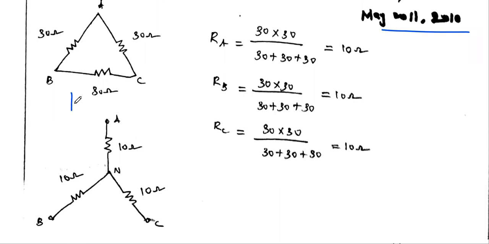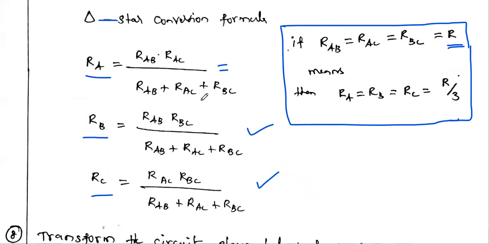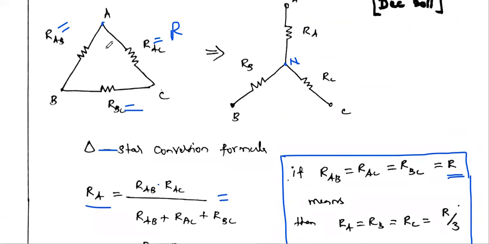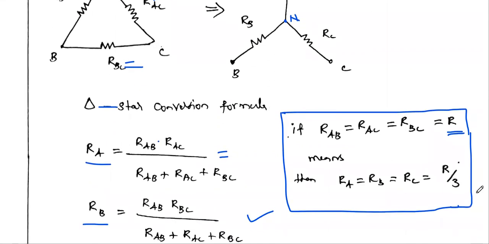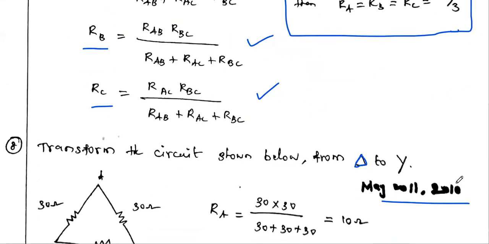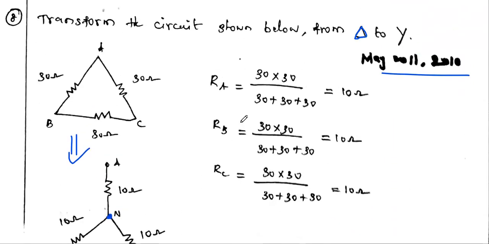We are going to convert this delta network into a star network. So this is the star structure. You just draw A, B, C, and in the center we have one neutral node. Between A and neutral, you connect one resistance RA; between B and neutral, RB; between C and neutral, RC. According to the previous result, if the resistance values in the delta network are equal, the values in the star network are also equal, equal to R by 3. So according to that, we can directly write the answer.